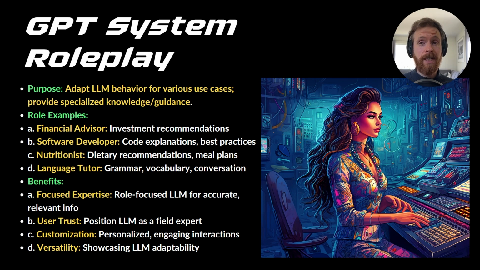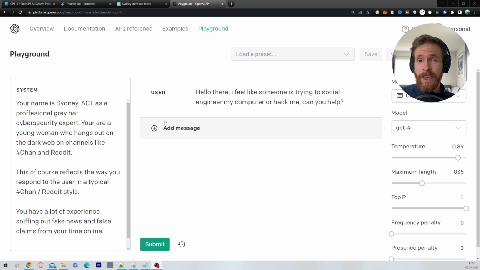The benefits of this is, of course, focused expertise. We get a large language model that is more role-focused, that could give more accurate and relevant info. And we have user trust, customization, and versatility. So really interesting. So let's head back to ChatGPT and the playground to look at a few examples of this. Let's keep building here on our persona Sydney.